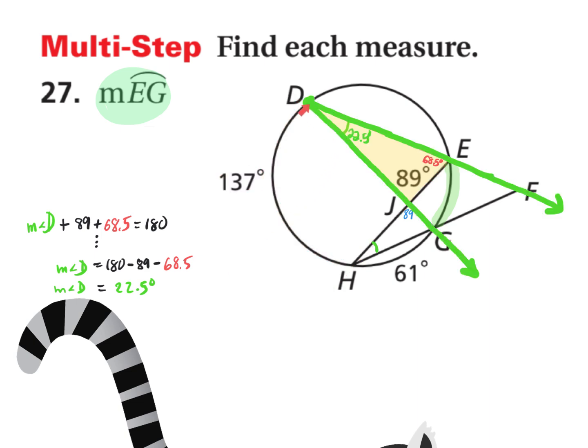And therefore, the inscribed angle at 22.5 degrees intercepts an arc, which will be twice as big, and 22.5 times 2 is 45 degrees. And there we have it. That is how you do number 27.